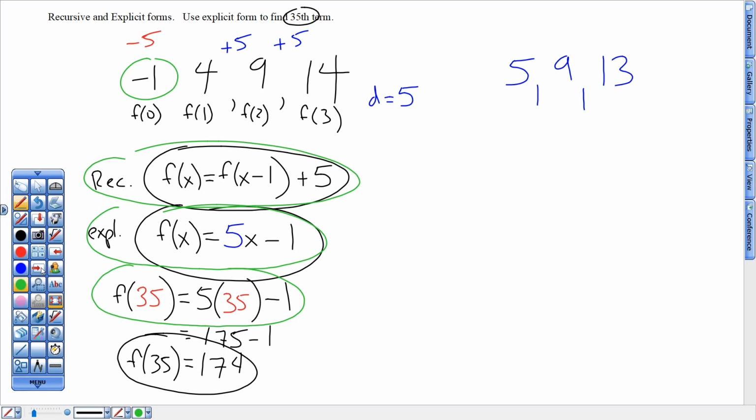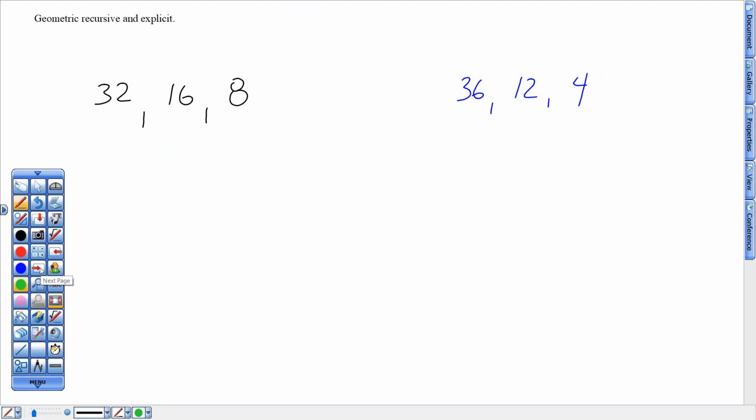All right, next problem. Here we go. This one, they just want you to write the equations. So this one, 32 to 16 to 8, I could see that I'm dividing by 2, but we don't show that. We show it as timesing by the reciprocal of 2, 1/2. Because believe it or not, timesing by 1/2 is the same as dividing by 2.